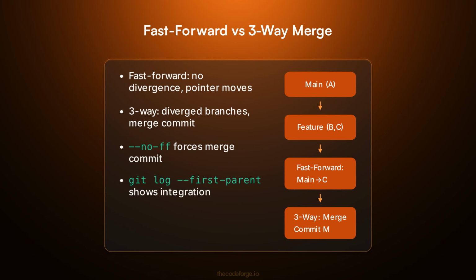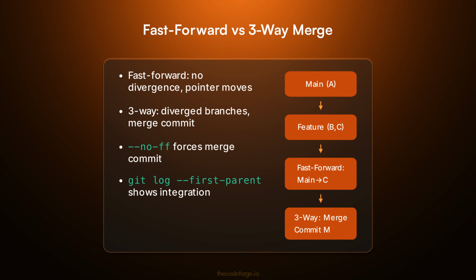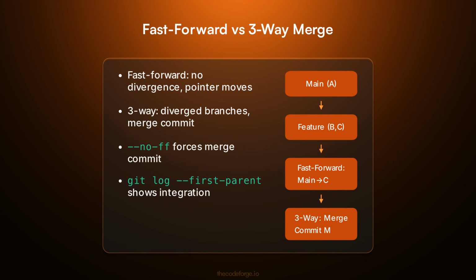A fast-forward merge happens when the target branch hasn't diverged. Git just moves the pointer forward. A 3-way merge creates a merge commit when both branches have new commits. Use --no-ff to force a merge commit for traceability and git log --first-parent to see only the integration timeline.